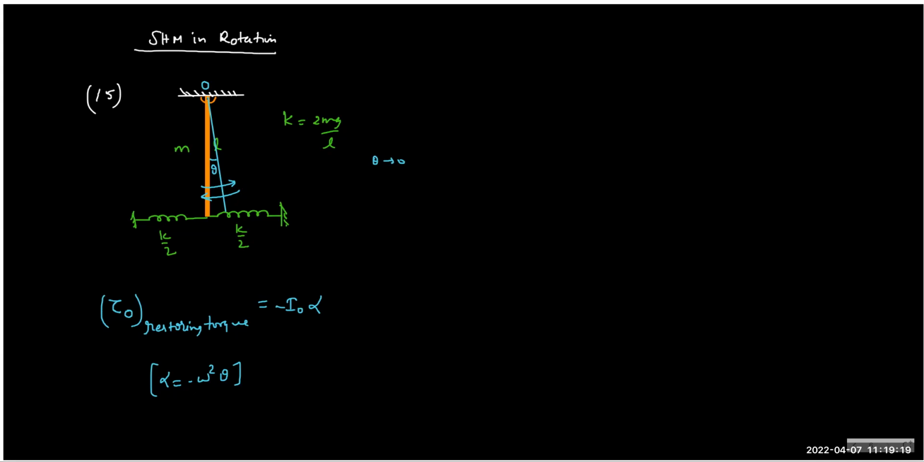Is it actually a different time period or anything? Only time period. So 2 pi root under I by the coefficient of theta. How much? 2 pi root under ml square by 3k.